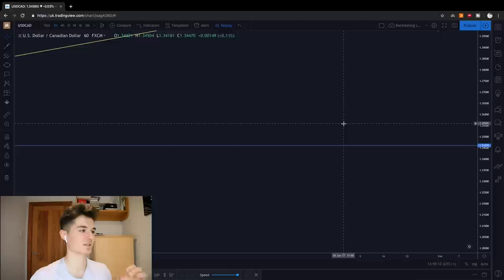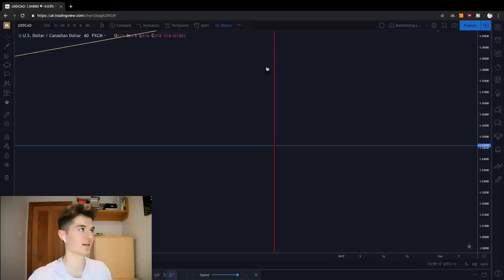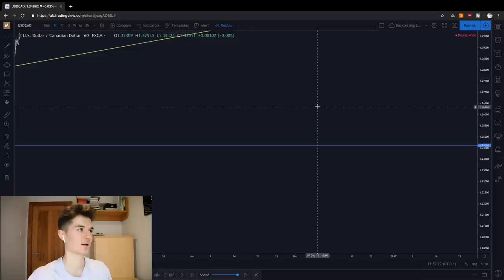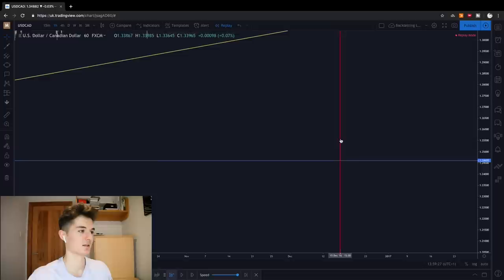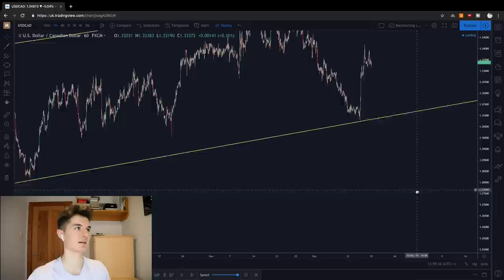I haven't seen any price action, so what I'm going to do is just use the replay mode on TradingView and just rewind price a little bit. And I can't see any data, so I'm just going to rewind price to, let's say, the 19th of December, just before the start of the year, just so I know what I'm looking at.